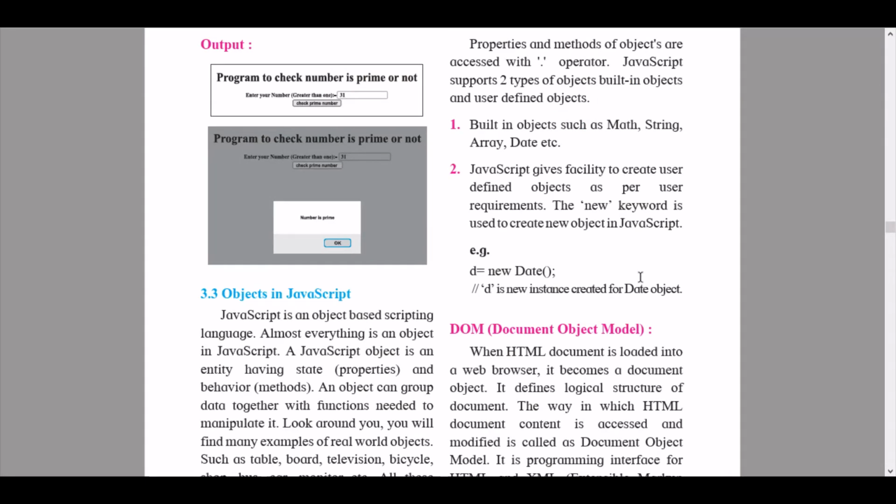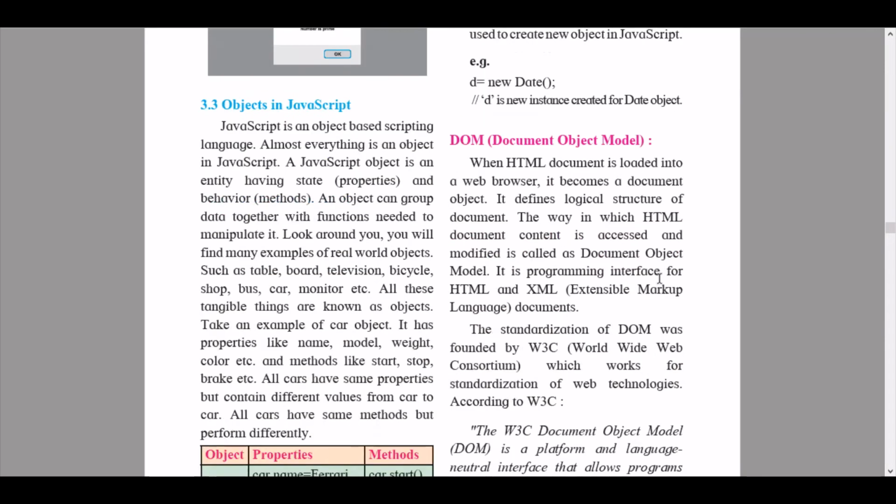As we saw in the output given on the web browser, we got to know how this program works. Now we'll be learning from unit 3.3, objects in JavaScript. Here the content says JavaScript is an object-based scripting language. Almost everything is an object in JavaScript. A JavaScript object is an entity having state, data properties, and behavior using methods. An object can group data together with the functions needed to manipulate it.